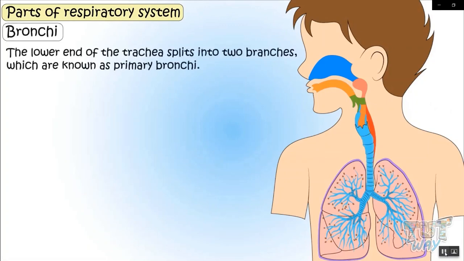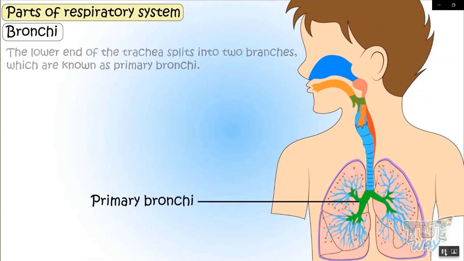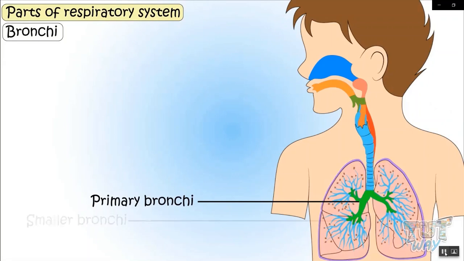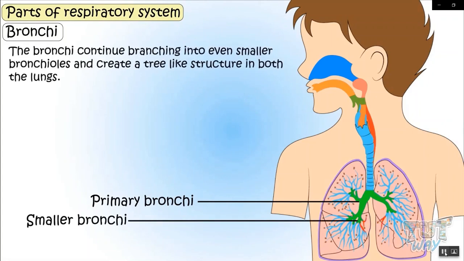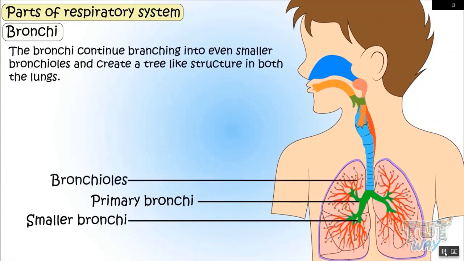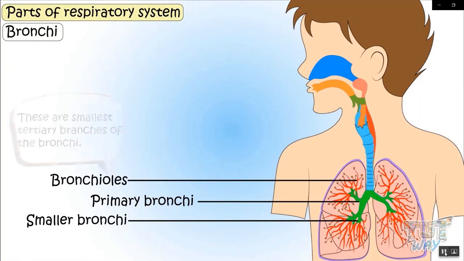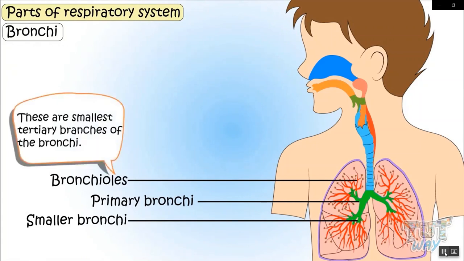Bronchi. The lower end of the trachea splits into two branches, which are known as primary bronchi. And these primary bronchi enter the lungs and then branch off into many smaller bronchi. The bronchi continue branching into even smaller bronchi, and it creates a tree-like structure in both the lungs. Bronchioles. The smallest tertiary branches of the bronchi are known as bronchioles.